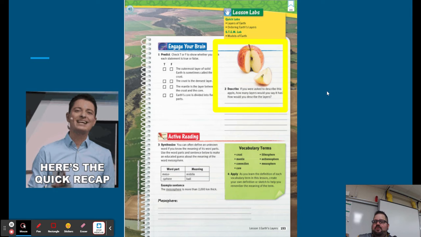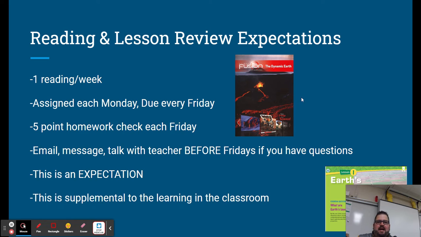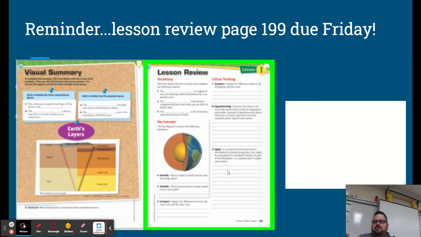So I'll do a quick recap talking about that lesson in page 199, going through some of the expectations again. It is an expectation that you're doing the lesson in the textbook. It's super important because it fills in the gaps that we have in class. So, we'll talk about compositional layers, we'll talk about physical layers. However, the reading is going to help you understand what physical properties, what compositional, what makes up those compositions of each one of the different layers, the ingredients per se. So it is important that you are reading those sections and going through that.